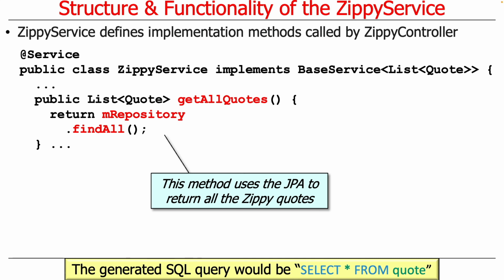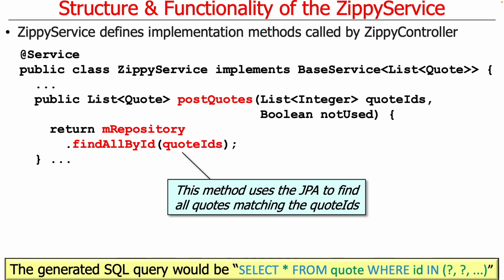So getAllQuotes turns around and says, hey, repository, please give me all the Zippy quotes. And the query that corresponds to that, which is generated automatically for you, is select everything from the quote table. Again, you don't have to know how to write that. You just have to know how to call findAll. That's generated for you kindly by JPA.